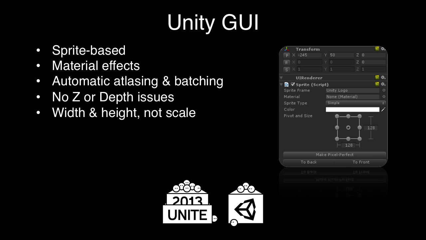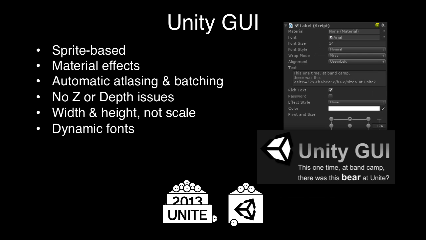Depth is fixed. Width, height, and not scale. In this screenshot, you can actually see that we are specifying width and height on a sprite, rather than using the transform scale. This allows us to nest widgets and do other things quite a bit easier than you would in NGUI. Dynamic fonts by default.